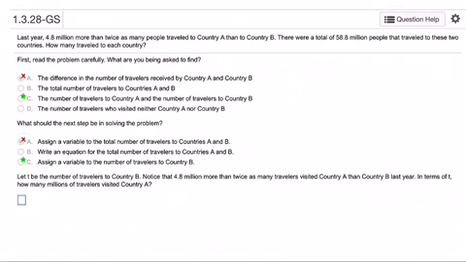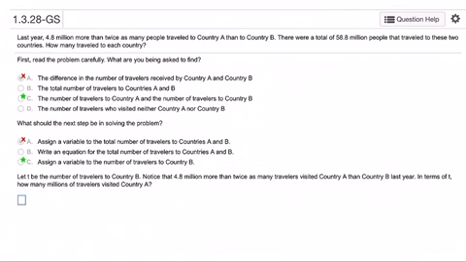But then the next one says, what should the next step be? My first thought was, okay, assign a variable to A and B. But they say assign a variable to the number of travelers to country B. That's fine, and I think we will get there that way. But I'm going to do what my mind is telling me to do. I would rather assign travelers to A and travelers to B, set up my equations, and then get it into one equation like what they have. So let's go back and read it again.